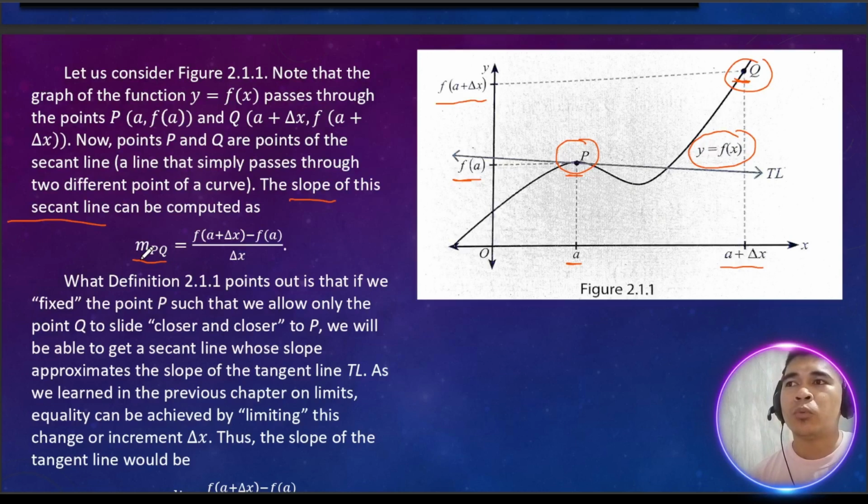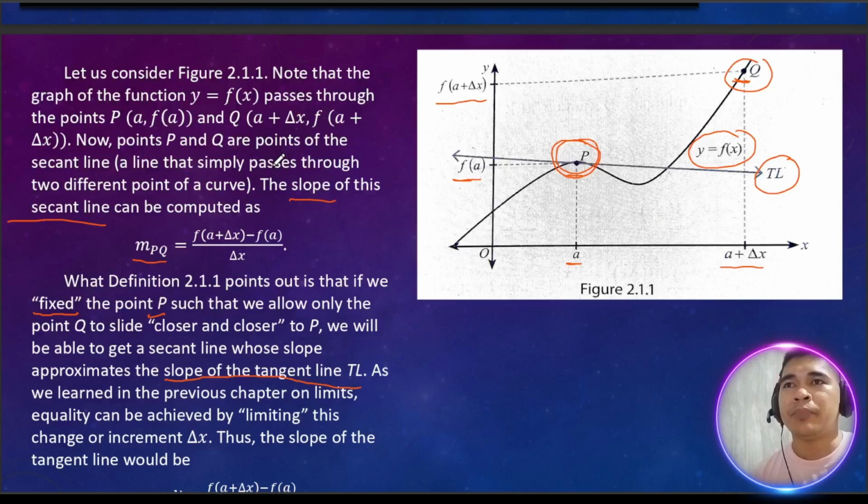So what definition 2.1.1 points out, the definition earlier, is that if we fix the point P such that we allow only the point Q to slide closer and closer to P, we will be able to get a secant line whose slope approximates the slope of the tangent line TL. Right? If we explain it further, if you move point Q closer and closer and closer to point P, the slope of the secant line approximates the slope of this tangent line TL. I hope you get the point.